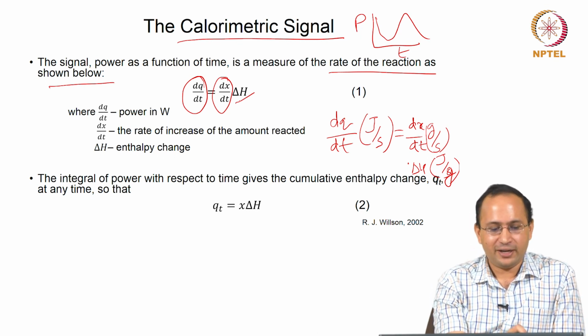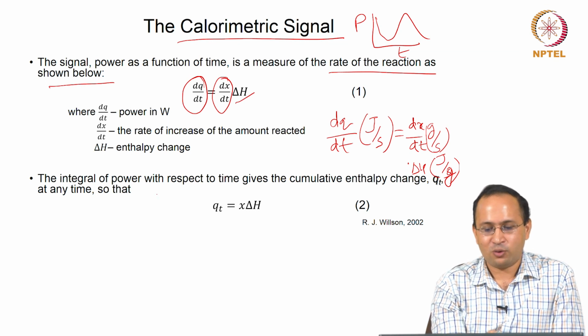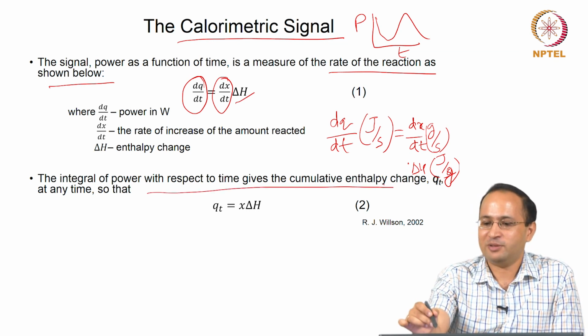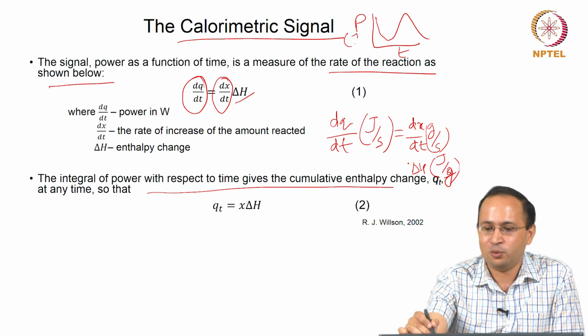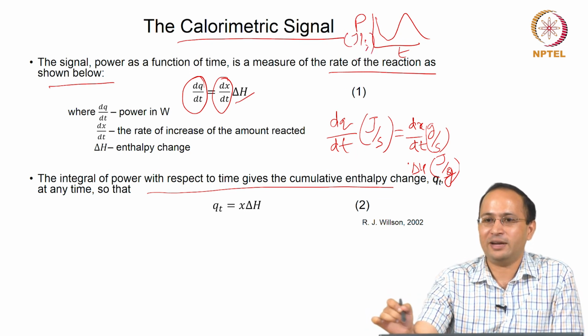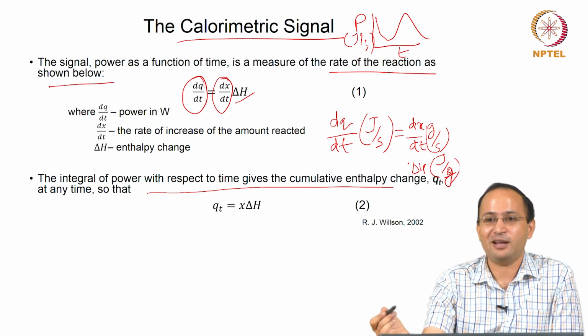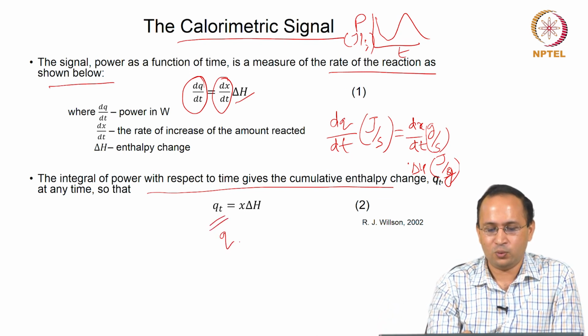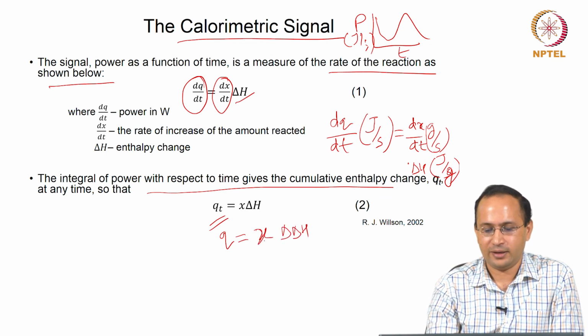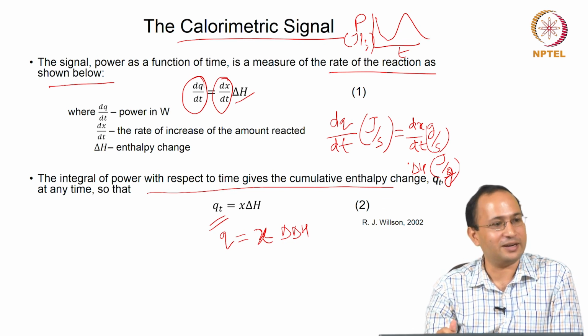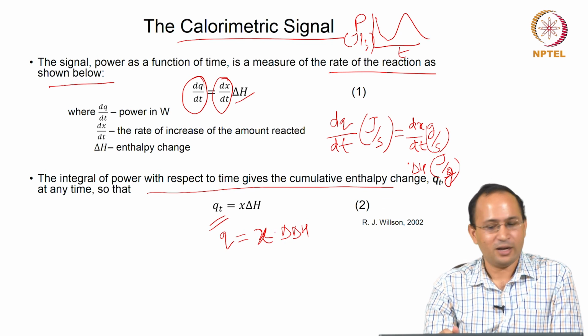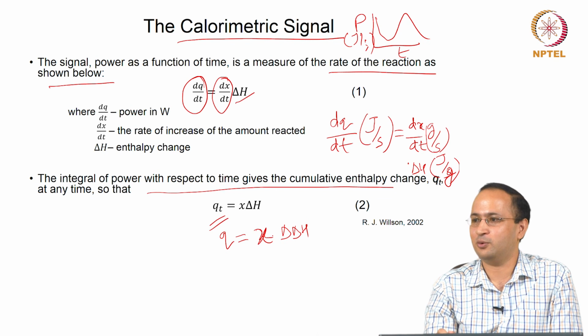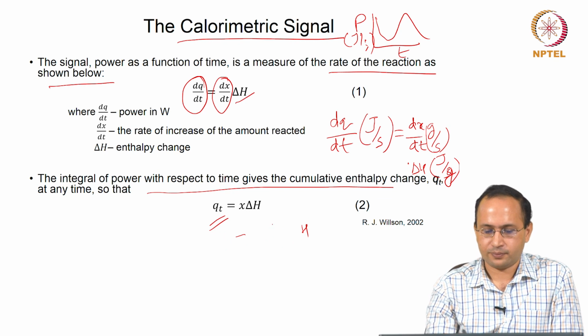Now, if you integrate it, the integral of power with respect to time will give us the cumulative enthalpy. P is nothing but joule per second. If you integrate over time, you will get joules, the total enthalpy. So, Q, the enthalpy, equals X times delta H, where X is the amount of material that has reacted. When X is 0, Q is 0. When X is 100%, Q is equal to delta H. It is clear?